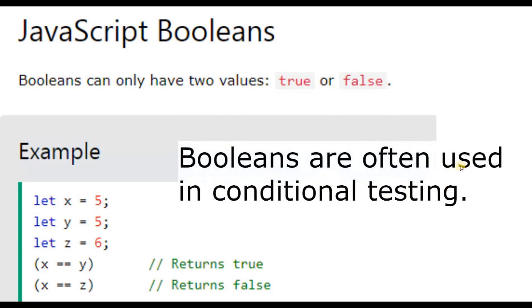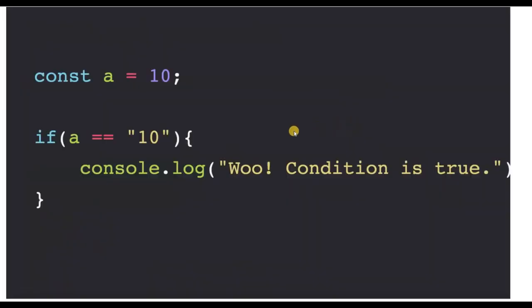Booleans are often also used in conditional testing. Now this is just an example which I searched. So const a = 10. If a is equal to 10, console.log "woo, condition is true". That means if a is equal to 10, then the console log "woo, condition is true" is printed.